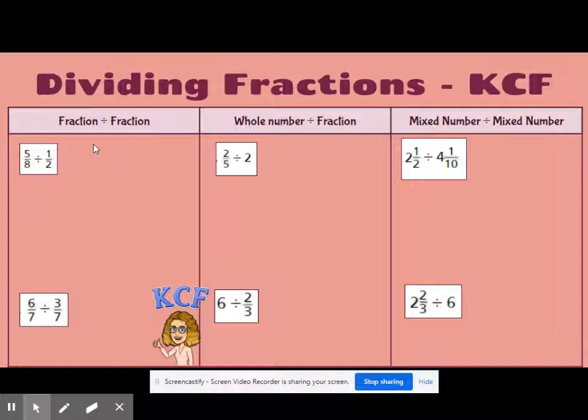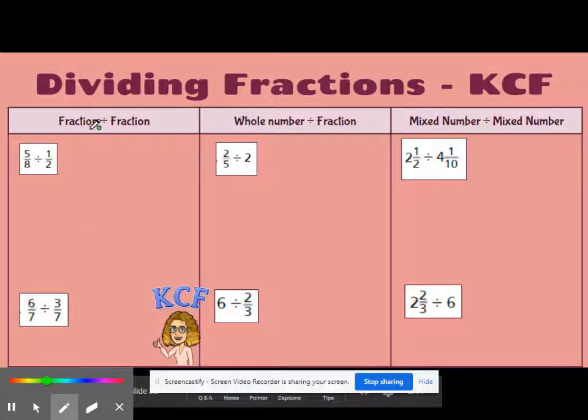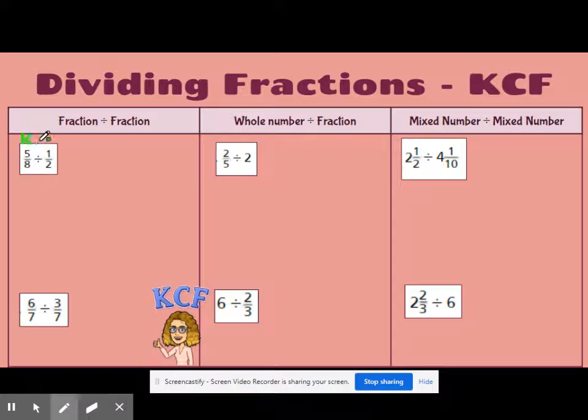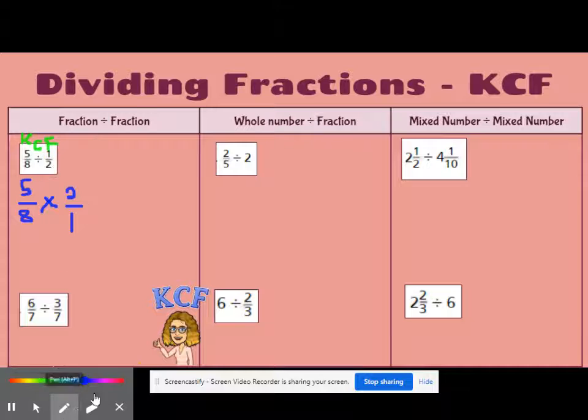The first is the easiest, well, one of the easiest. It's when you have 2 simple fractions. So let's not forget that our rule is to keep, change, flip. I like to write the letters above the problem, KCF. It helps me remember what to do. I'm going to keep the 5/8. I'm going to change the divide into multiply, and I'm going to flip 1/2 into 2/1. Remember, when you flip a fraction, that's called the reciprocal.